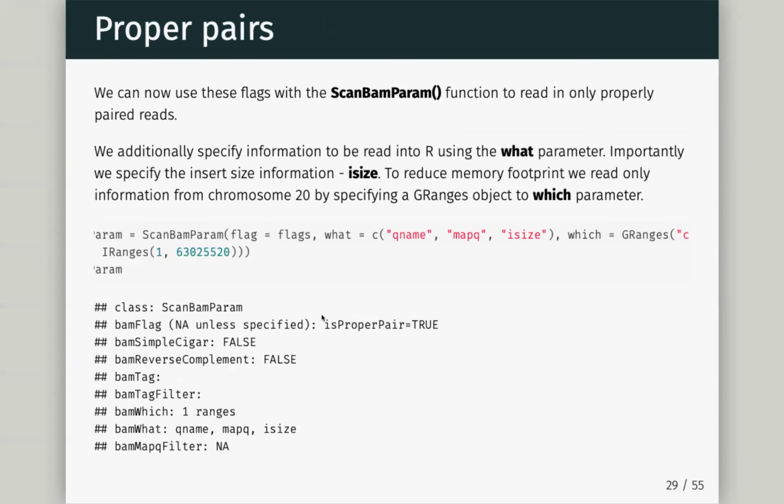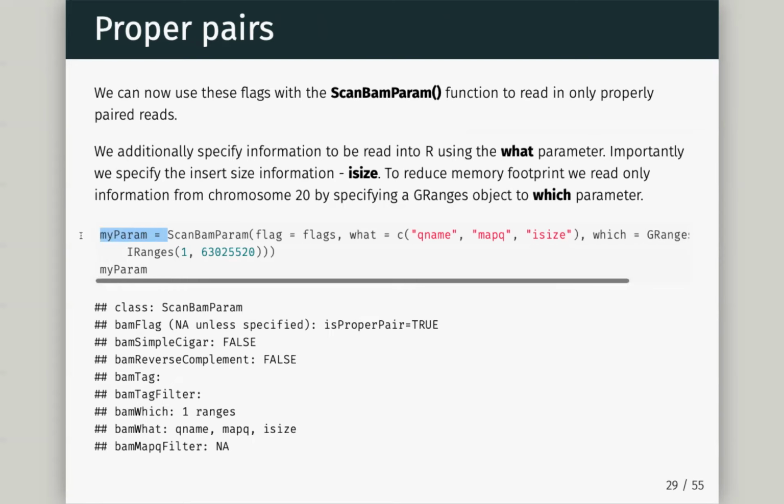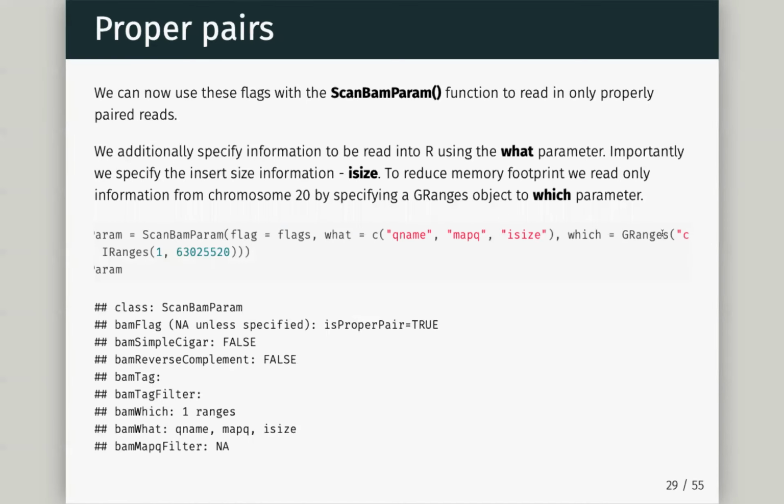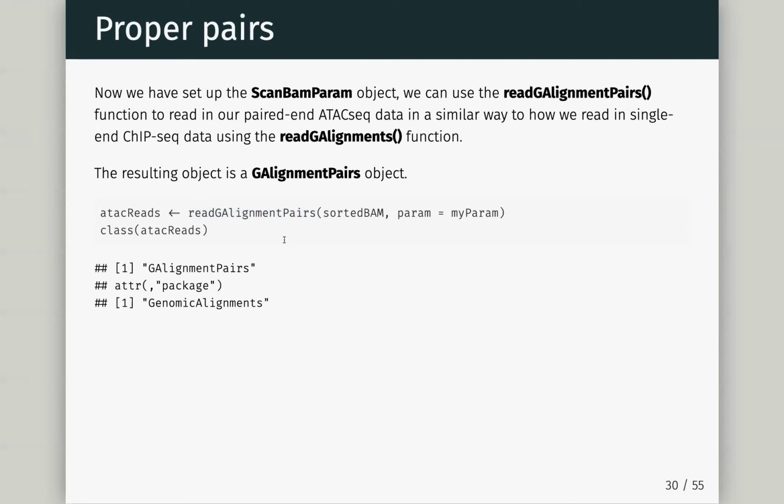Okay, so now I can use my scanBamParam object, and I will pass that to my readGAlignments function. Except now, previously we did readGAlignments. This time I'm doing readGAlignmentPairs, giving it my sorted BAM file, and telling it the parameters. I want this information only over chromosome 22, and just give me properly paired reads. We get a GAlignmentPairs class.